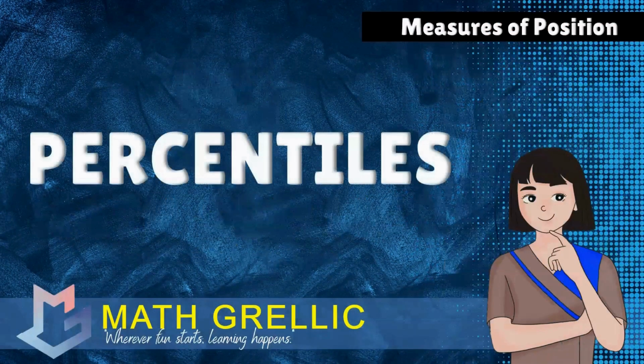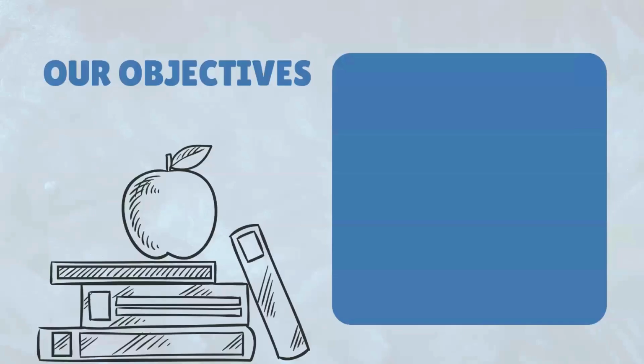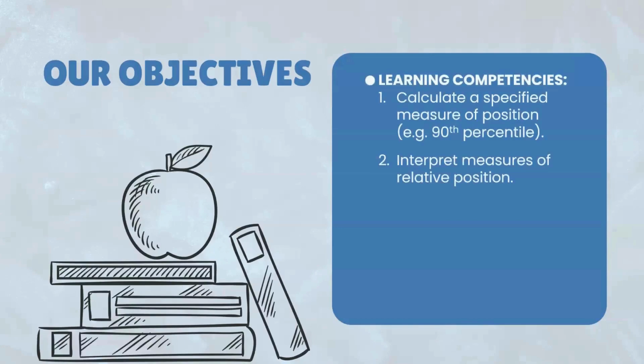Welcome to today's lesson on measures of position. In this lesson, we will tackle another measure of position, which is the percentile. Our previous topic was about decile, which is also a measure of position. So, as a recall, to how many parts do decile values divide a distribution? Very good. 10 parts.